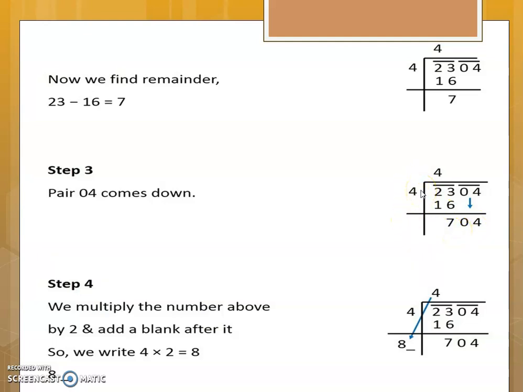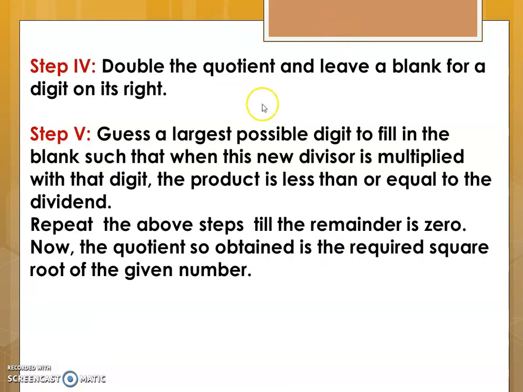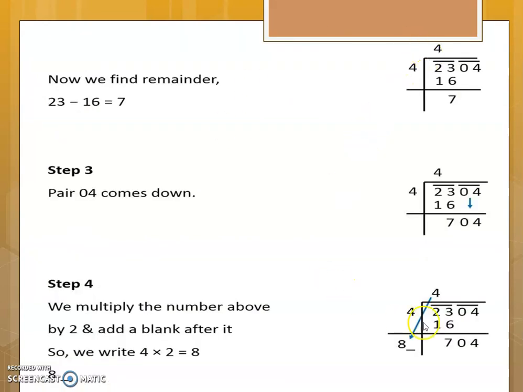After this, you are going to double this number 4 and write it here below, that is it will become 8, and leave a blank next to it. So we will see the next step. Double the quotient and leave a blank for a digit on its right. Then guess the largest possible digit to fill in the blank such that when this new divisor is multiplied with that digit, the product is less than or equal to the dividend. And repeat the above step. So let's see how it has to be done.